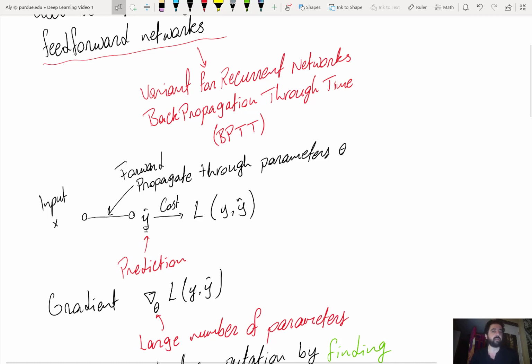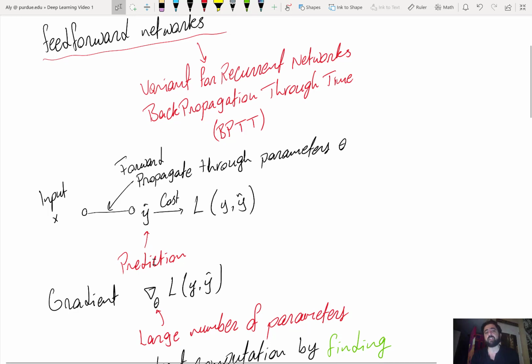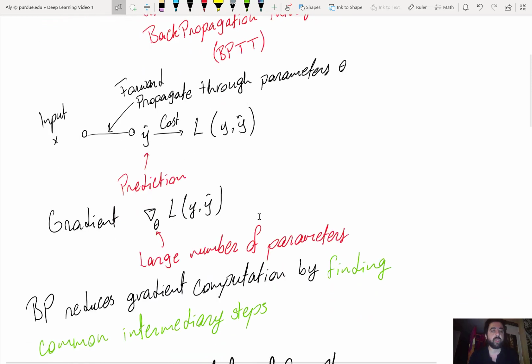Let's call it y hat, a prediction of the label. Again, this is a classification problem for simplification, but even in regression, you have a prediction of the value of the function that you are learning, right? And then you apply the cost function based on the true label. This is the training, right? So you have the cost that's a function of the true label and the predicted label.